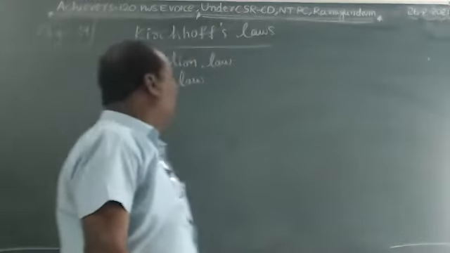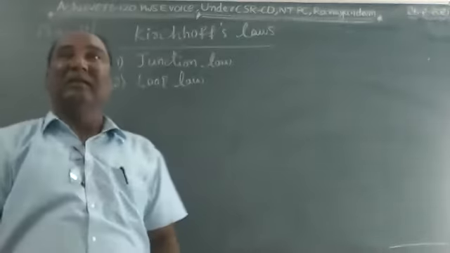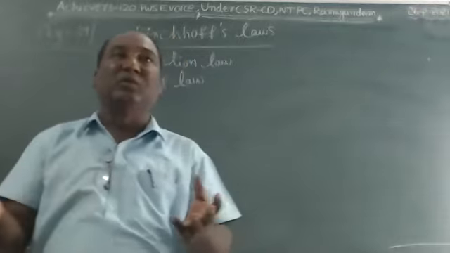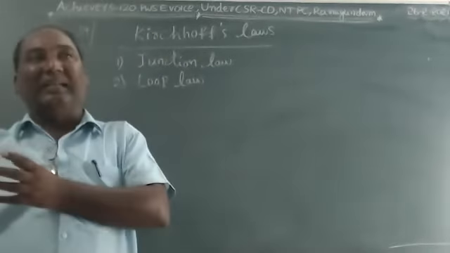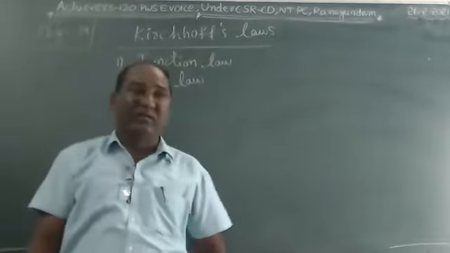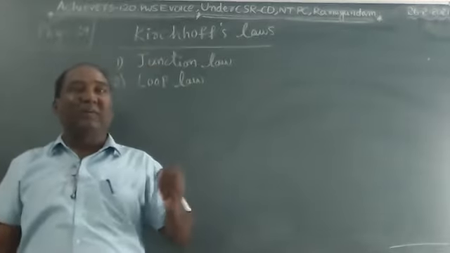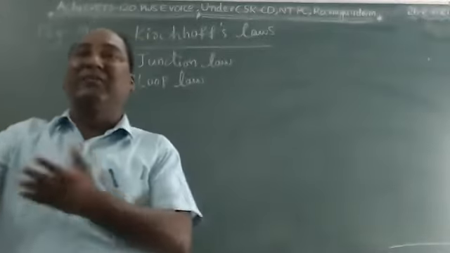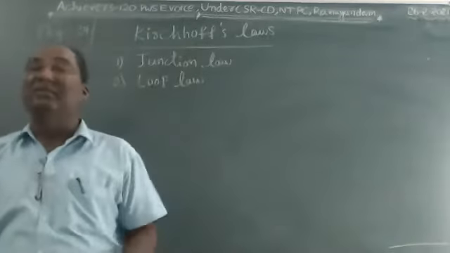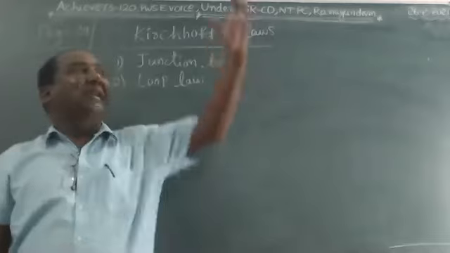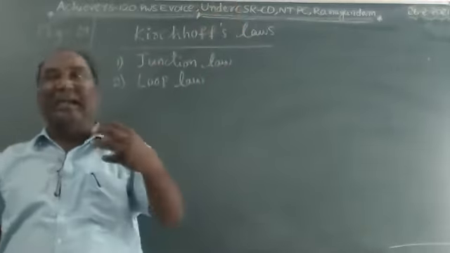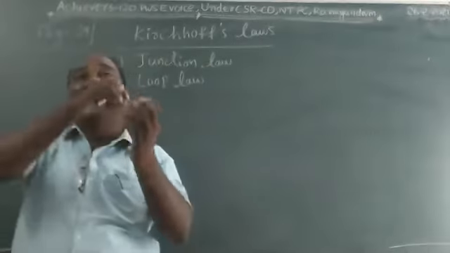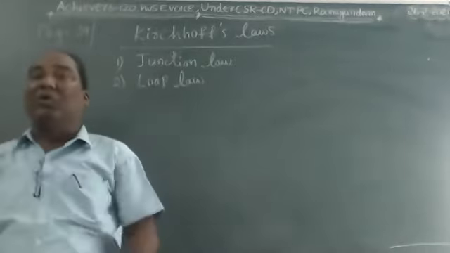Junction law means the sum of incoming currents towards the junction is equal to the sum of outgoing currents leaving from the junction. Incoming current always moves towards the junction and outgoing current always moves away from the junction. So finally, incoming current is equal to outgoing current.